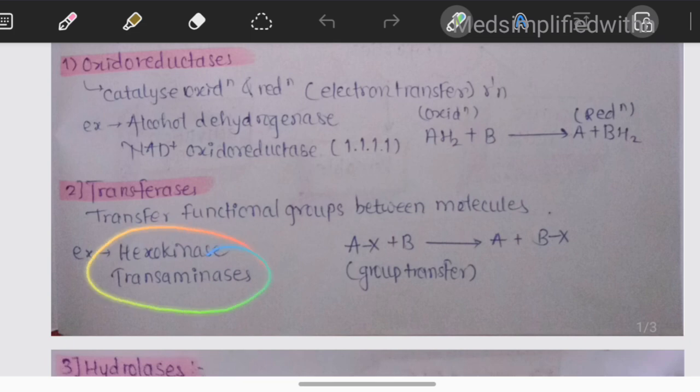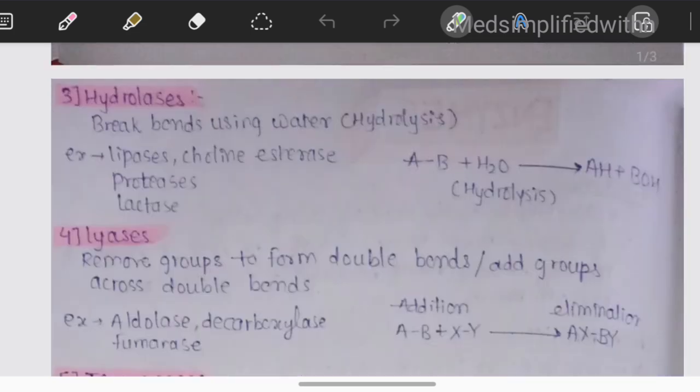Transferases transfer functional groups between molecules. Example: hexokinase, transaminases. And here a group A bonded to X is transferred to B. Hydrolases break bonds using water, called hydrolysis, and here are examples: lipases, cholinesterase, proteases, lactase.